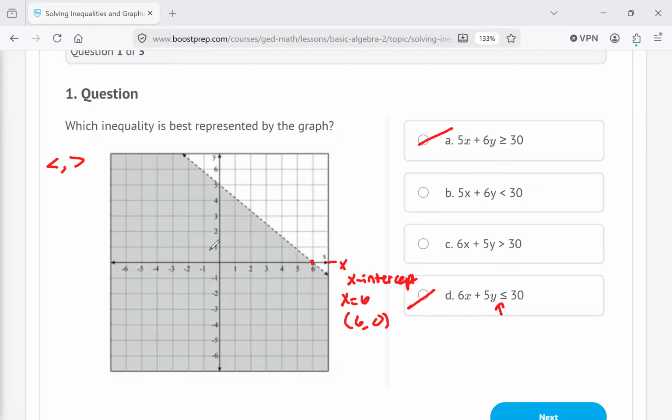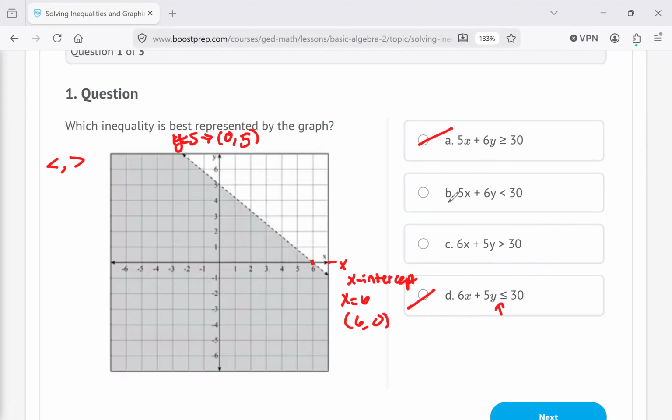And then do we have a y-intercept? Yes, we have it up here, and I don't know if you can see it, but it's y equals 5, or you could write it as a coordinate 0, comma 5. That's perfectly fine. So which of these inequalities gives you an x-intercept of 6 and a y-intercept of 5? So I don't think you could put this in your calculator. I think you can only use a scientific calculator, but I could be wrong. So what I'm going to do is test each one.